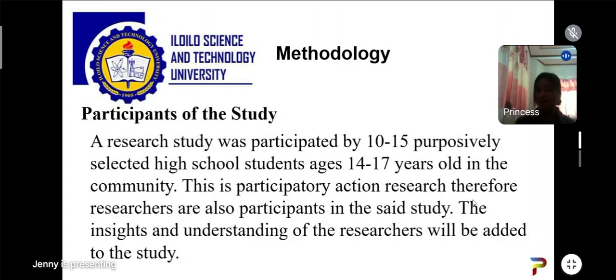So the participants of the study. So our research study was participated in by 10 to 15 purposively selected high school students, ages 14 to 17 years old, in the community. So in this participatory action research, therefore, researchers are also participants in the said study. So the insights and understanding of the researchers will be added to the study.